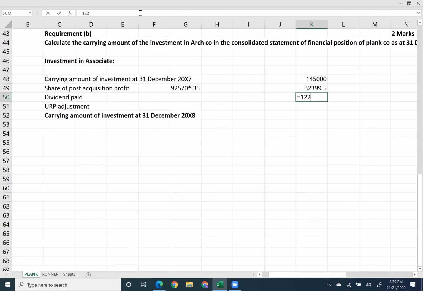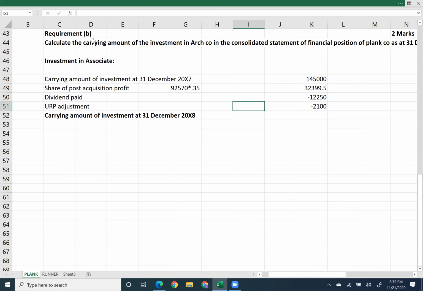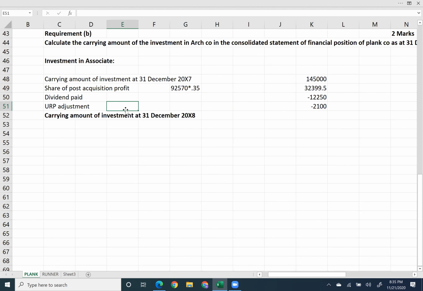Dividends from associate was 12250, minus 12250. And URP adjustment was 2100. URP adjustment P2A. Let me write here. URP adjustment here P2. Sorry. P2A.